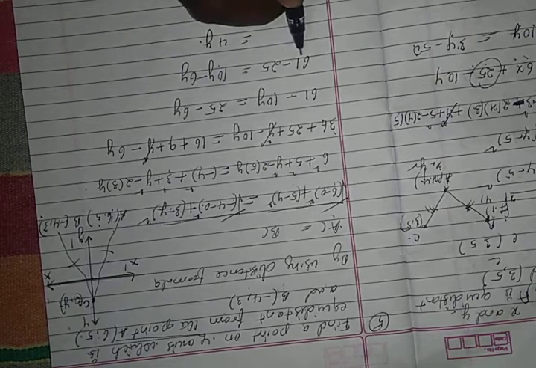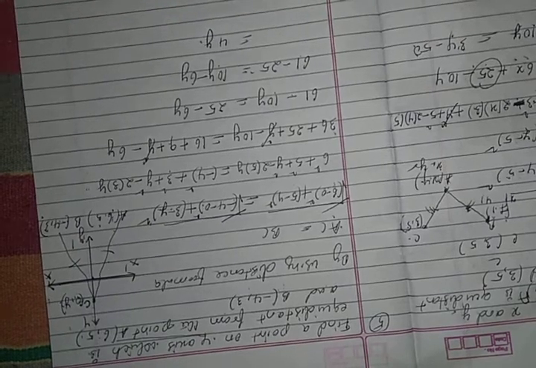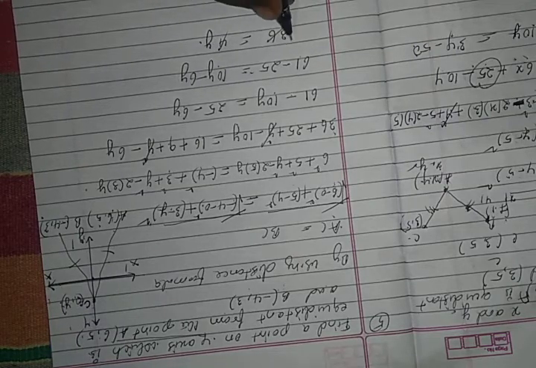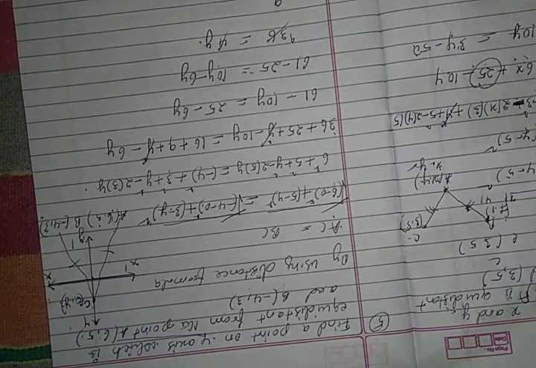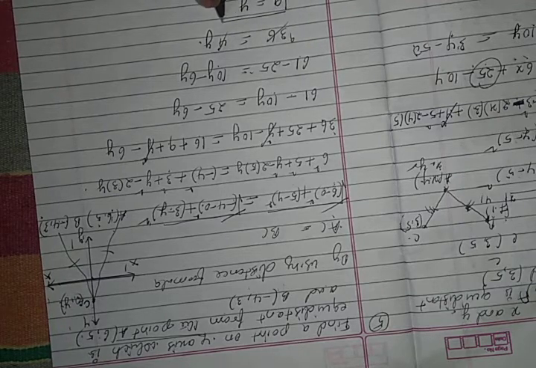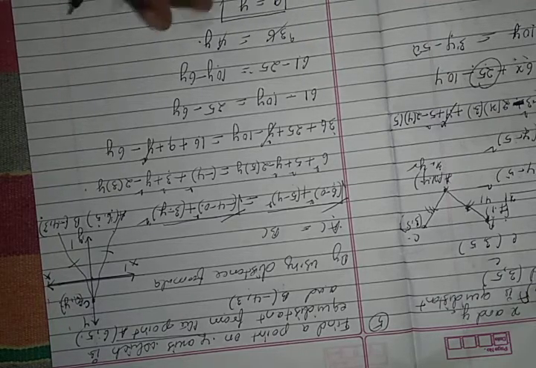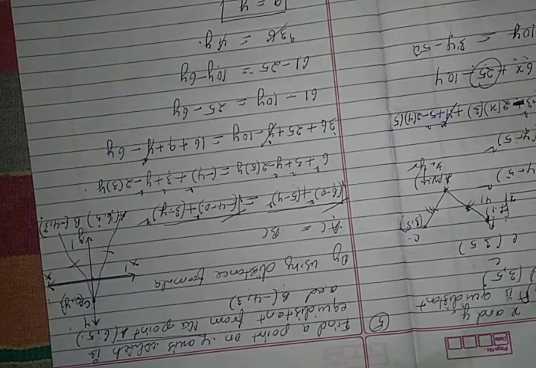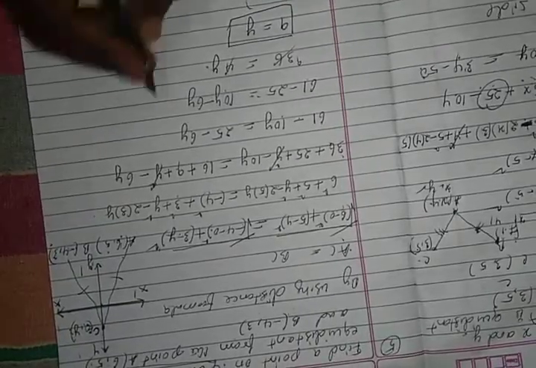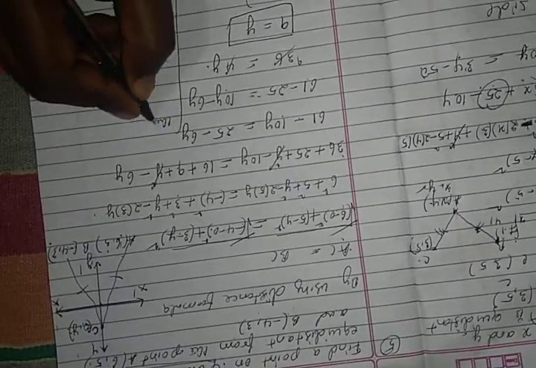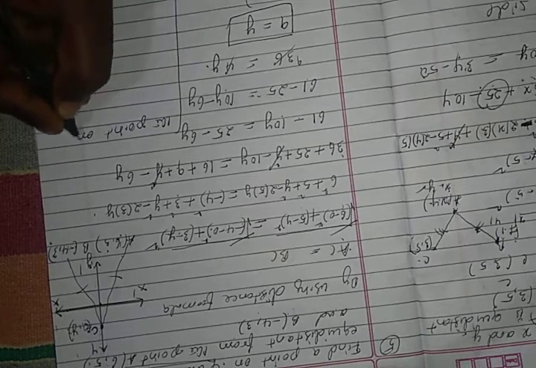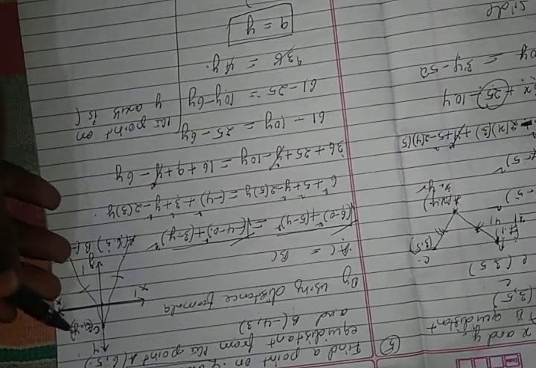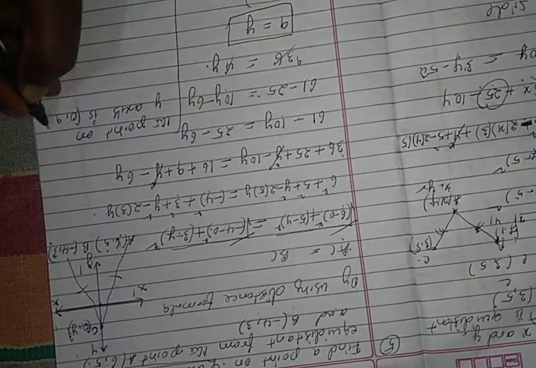So what is 61 minus 25? That is 36. Then 4 ones are 4, 4 nines are 36. Therefore 9 is equal to y. The value of y is 9. So that is 0 comma 9. The point on the y-axis is 0 comma y, that is 0 comma 9.